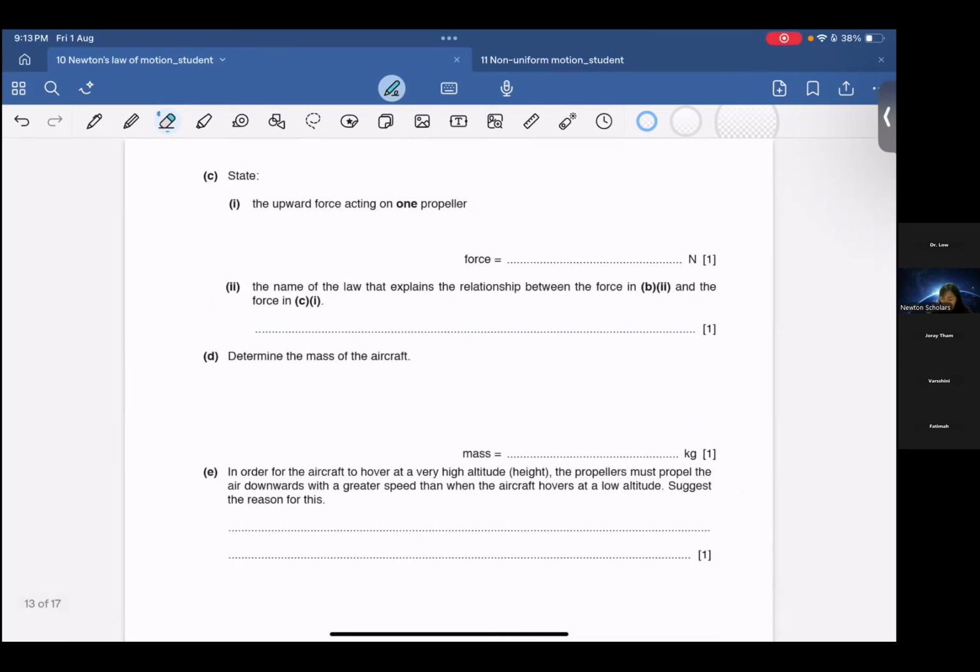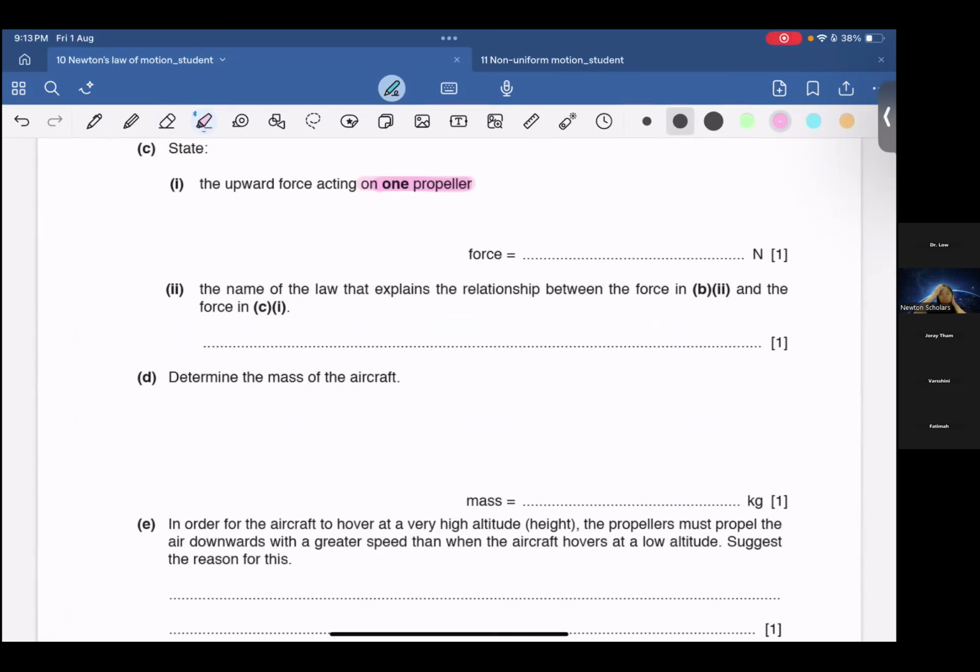So, can you guys type out your answer? What is the answer? Just now it was the downward force on the mass of A. Now it's the upward force on the propeller. So what is the force for the propeller? Jore, correct, 1.4 Newton. Can you tell me how you get this answer? Why do you say it's 1.4 Newton?